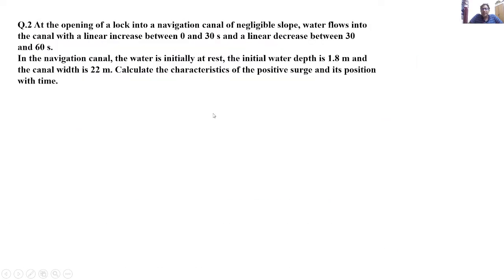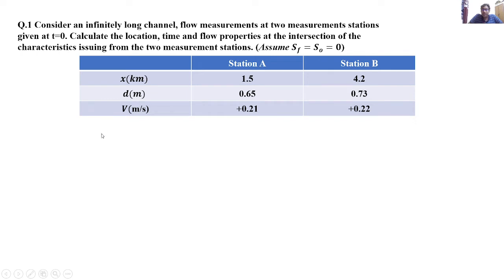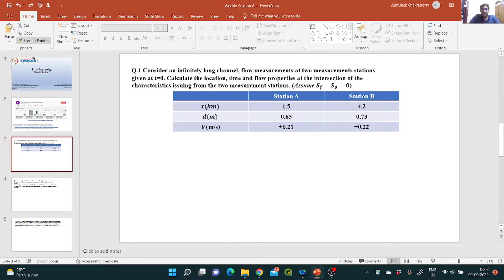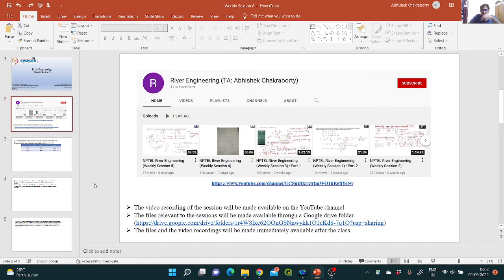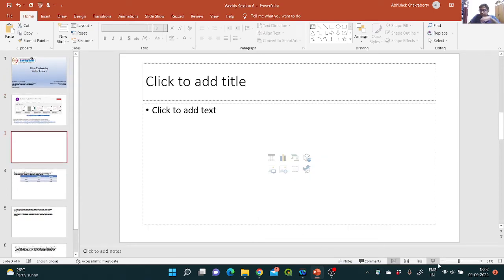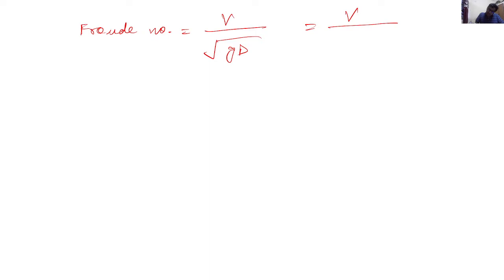So we'll be taking up two questions, but before that, I would like to discuss the formulation of those method of characteristics equations. So let me start with that. So far you already know that the Froude number, I've already discussed it in many preceding lectures, is nothing but the flow velocity divided by square root of GD, where D is the hydraulic mean depth, and D also happens to be A by T.